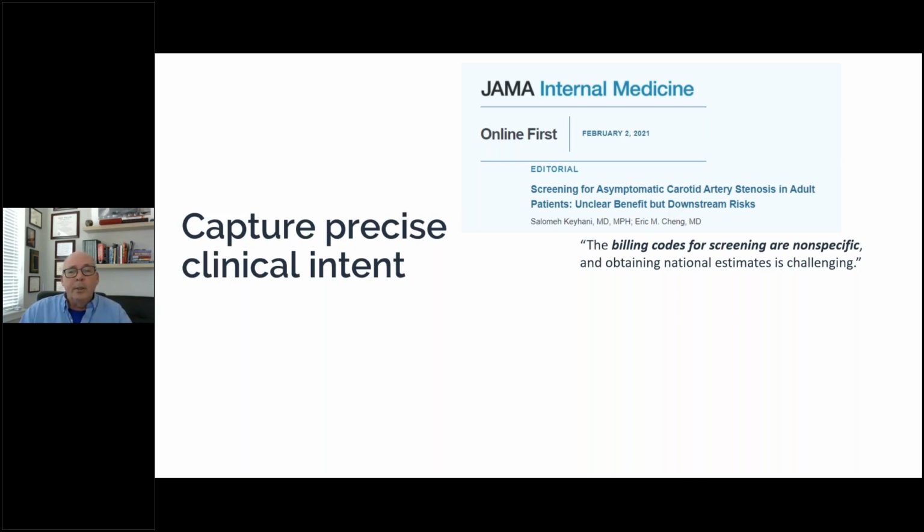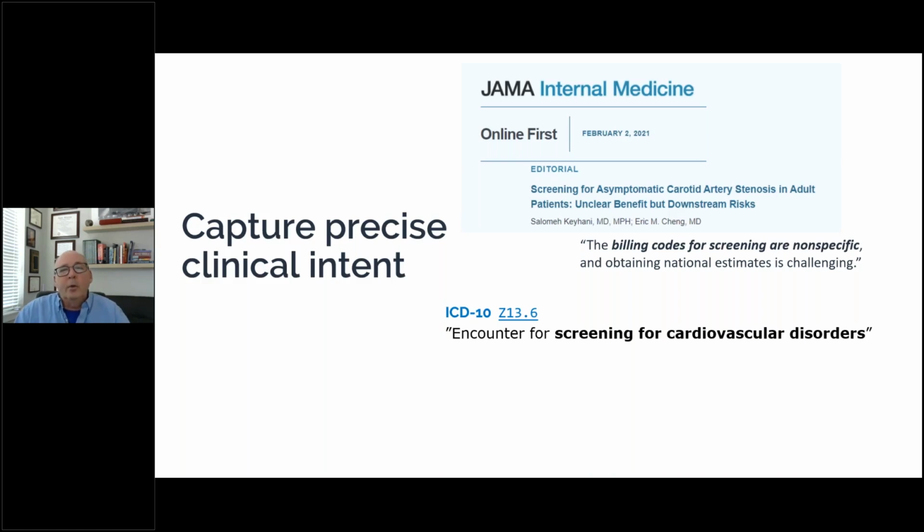But the point that I want to make is that the authors of this article call out the fact that the reason this is so hard to study for these many years since we've been doing carotid endarterectomies is that the billing codes are not specific enough. Well, what are those billing codes? Well, in the modern electronic health record world, on average for a bill, again by legislation created by HIPAA, I need to drop an ICD-10 on that bill.